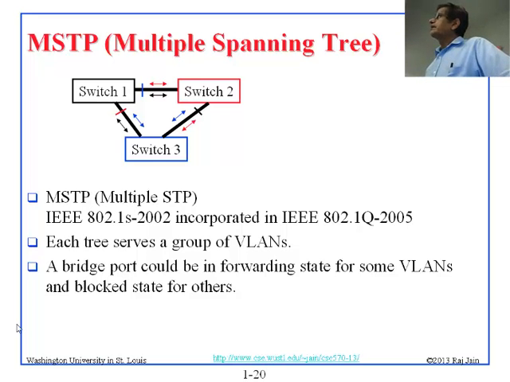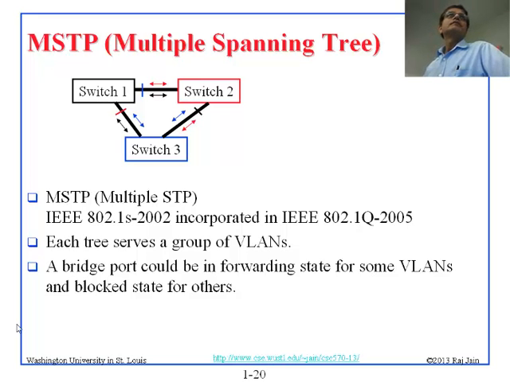This is blocking what kind of color? Black. Because the black tree is just like that, right? And so this is blocked for the black. So no black traffic can cross this link. And this is blocked for the blue.